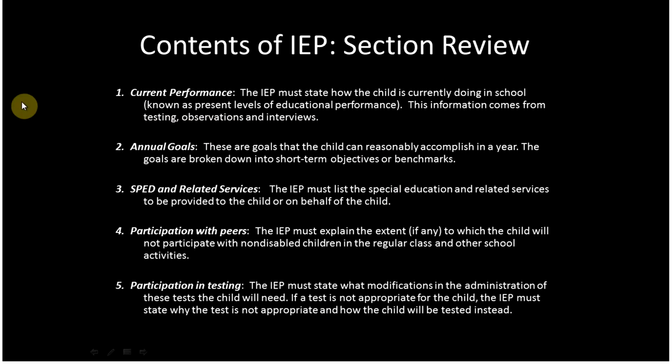So the first one that we're going to look at is current performance. And this is where the IEP really gives a lot of information of what we're looking for in regards to the areas of need for the student. This area talks about baseline and what the child is currently doing in school. So the data that we collect here is going to be really important to determine whether the annual goals align and that the student is receiving services in their area of need.